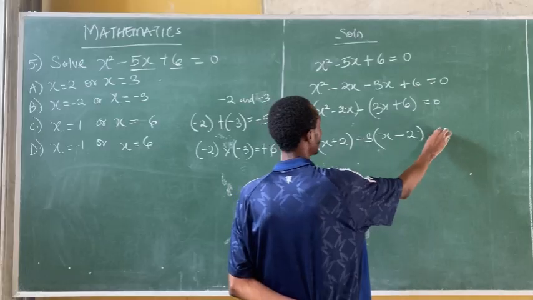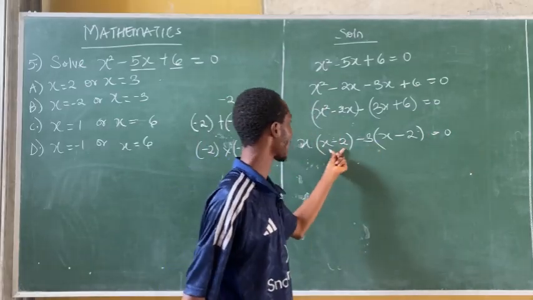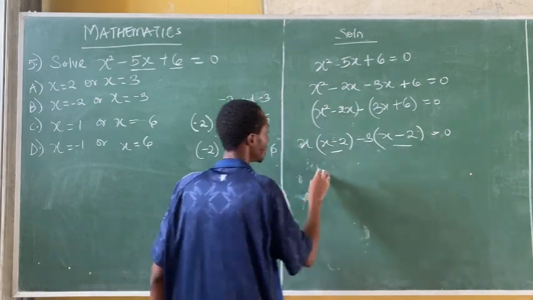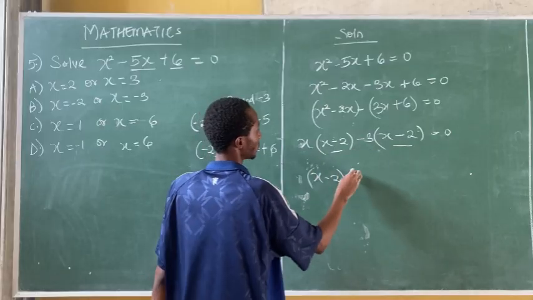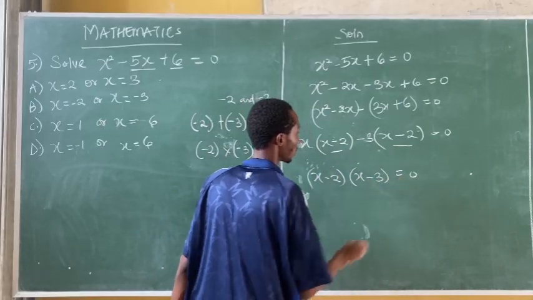2. This is equal to 0. Now if you observe, what is in this bracket is the same thing as what we have here in this bracket. So we pick one out, which is x minus 2 in a bracket. We have this one outside. We put it in another bracket, x minus 3 is equal to 0.